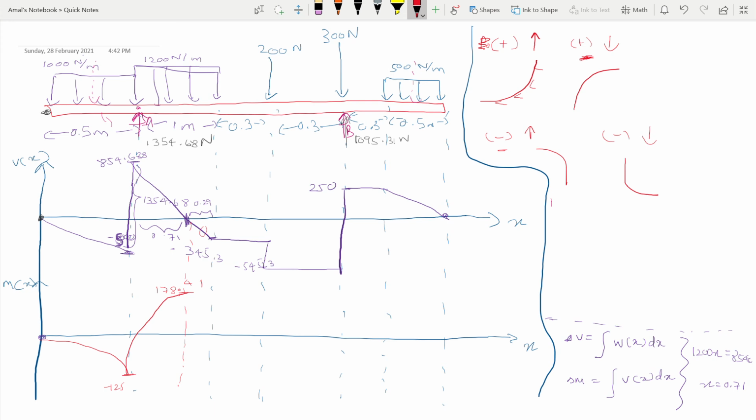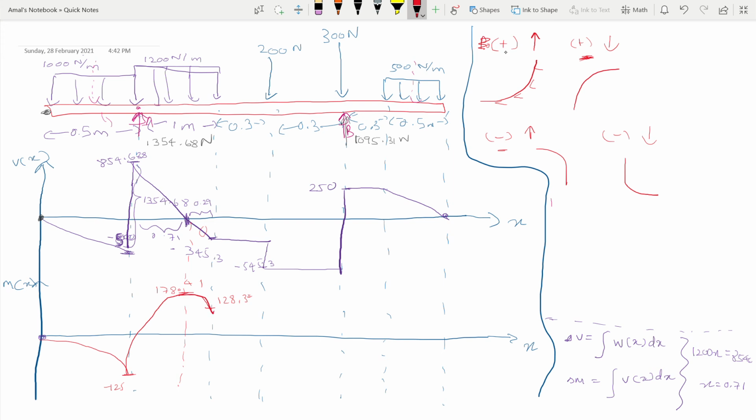1/2 times 0.29 times 345.3. So we get 50. So 178 minus 50, we get 128. So this goes down to 128.3 something. So it goes like that.